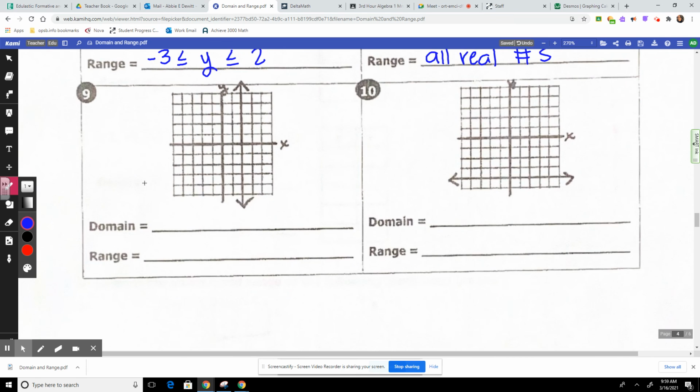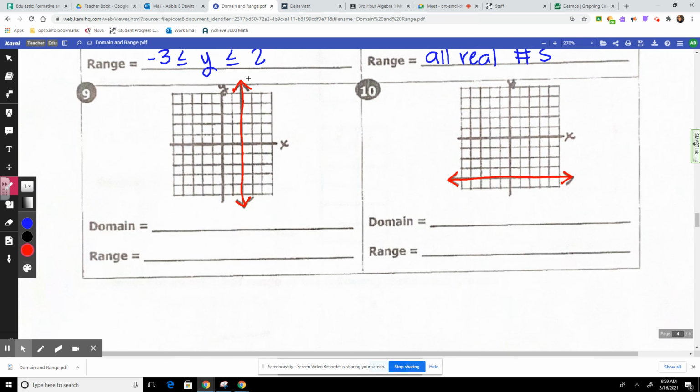All right, number 9 and number 10 are a little bit different. They're a little bit more difficult. If you can't tell, this line right here is a straight vertical line. And this line right here is a straight horizontal line.